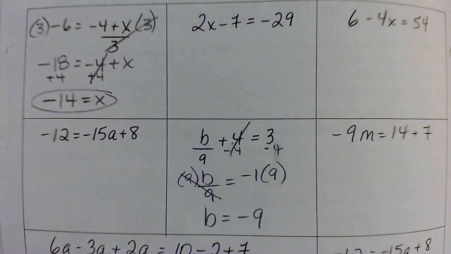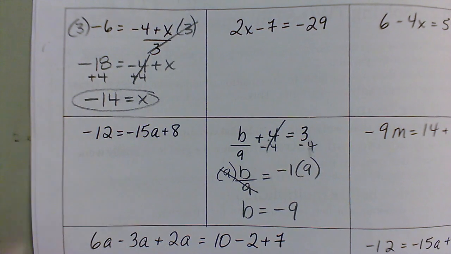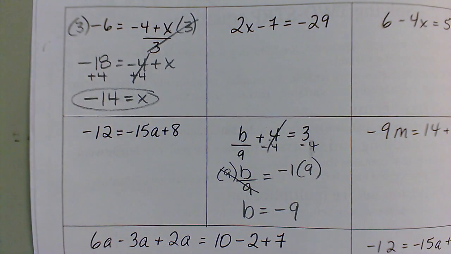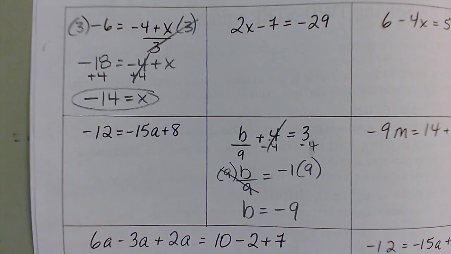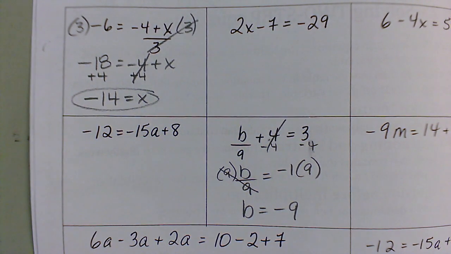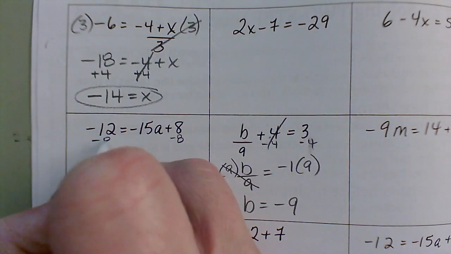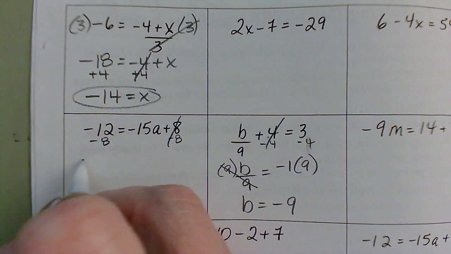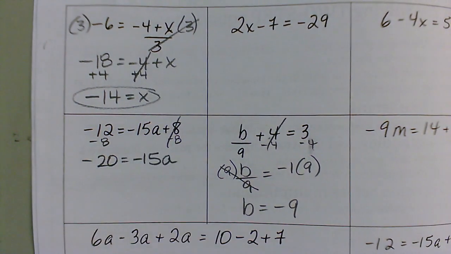Okay? Let's go back to this one. I have a negative 12 equals a negative 15 times A plus an 8. So I've got a negative 15 and a positive 8. Which one do I remove first? The 8. How do I get rid of it? Subtract it off. I get a negative 20 equaling a negative 15A.